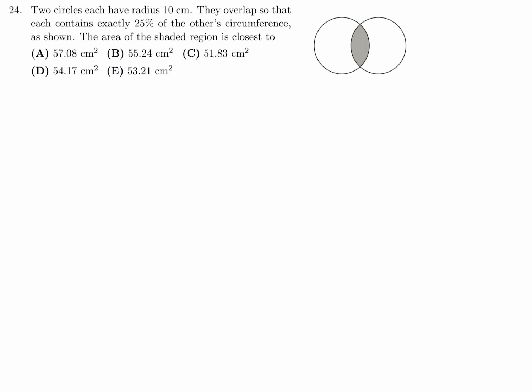Two circles each have a radius of 10. They overlap so that each contains exactly 25% of the other's circumference, as shown. The area of the shaded region is closest to.